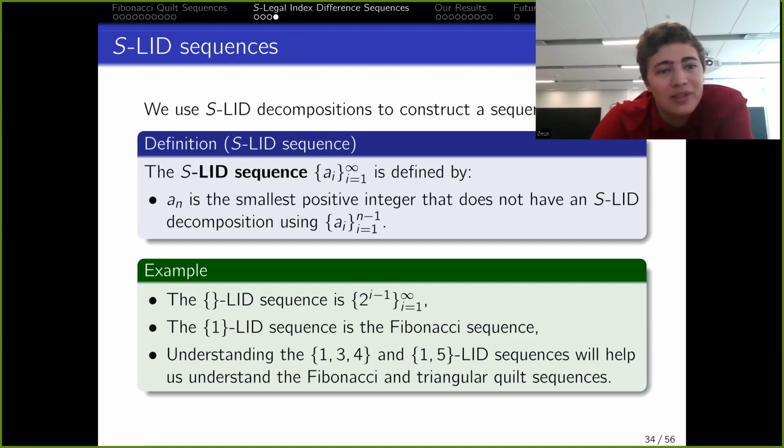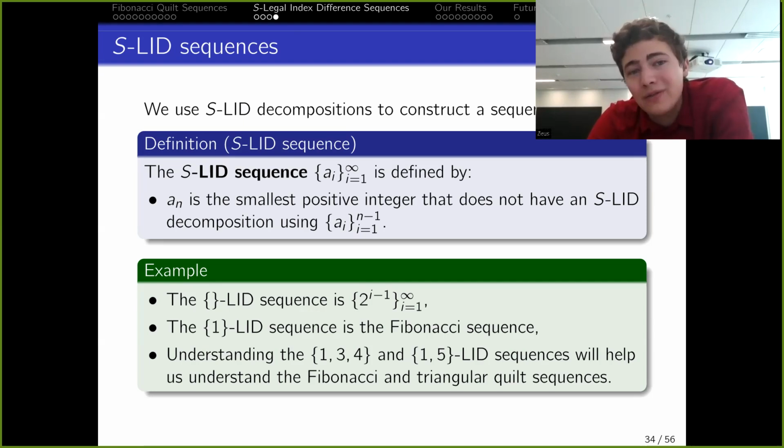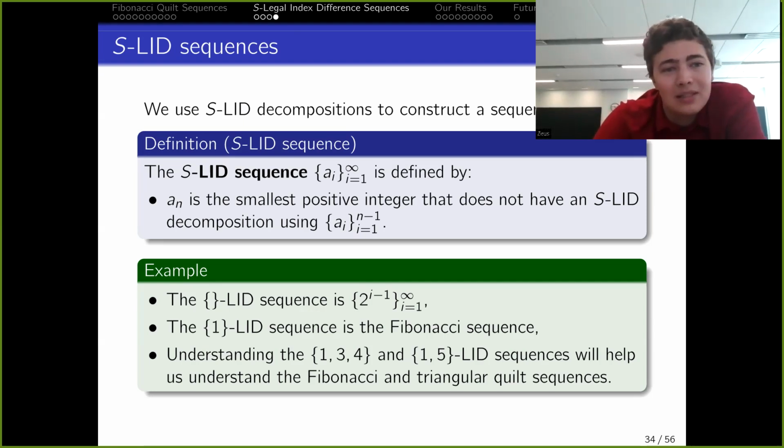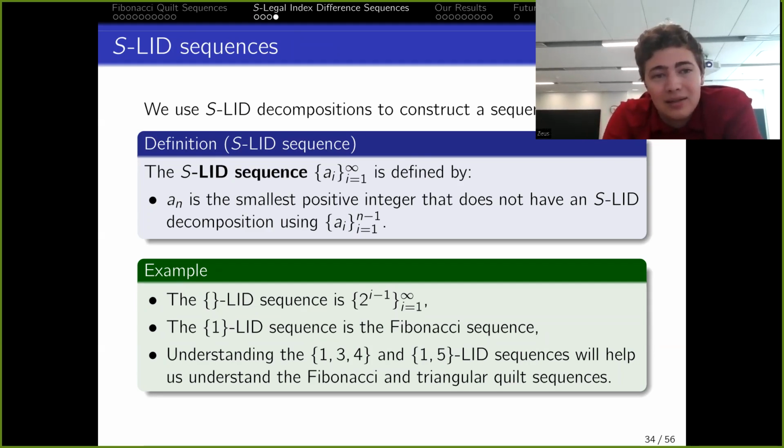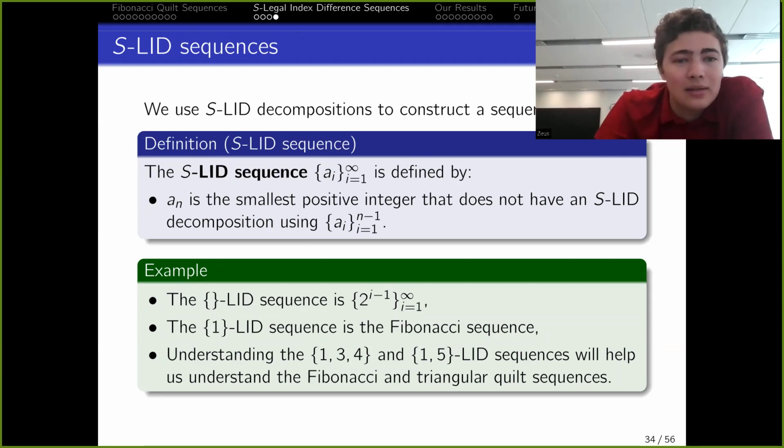As another example, if we take the empty set, then the corresponding lid sequence will just be the powers of 2. This can be best seen by viewing the numbers in binary, and then we see that every number decomposes uniquely, where we don't place any restrictions on how far apart the indices are. So these are the definitions of the sequences we are going to consider.